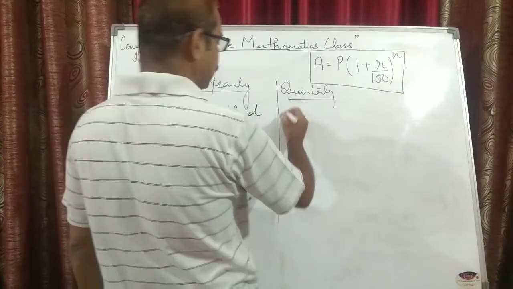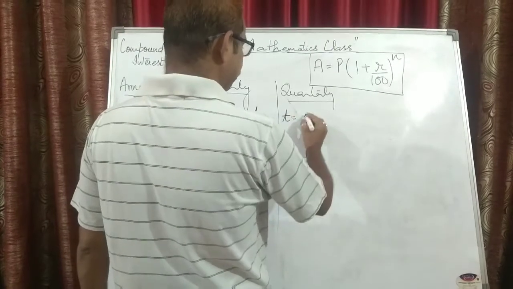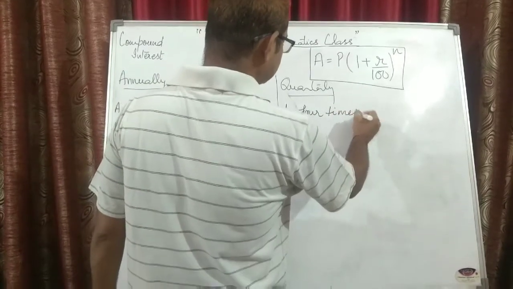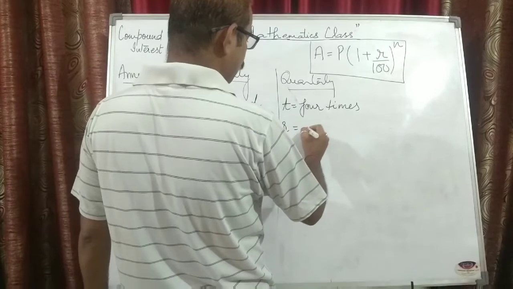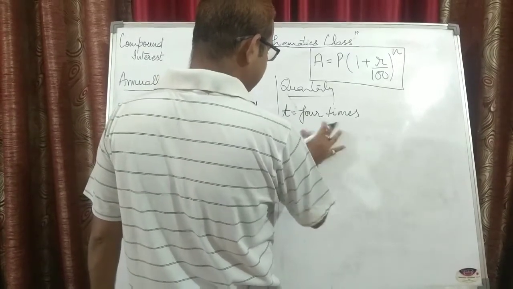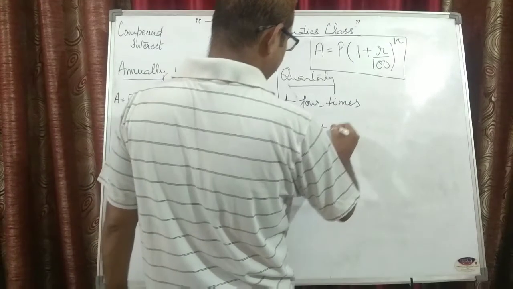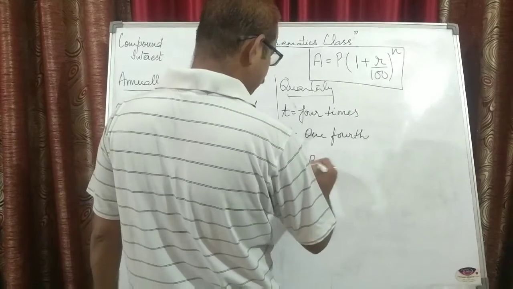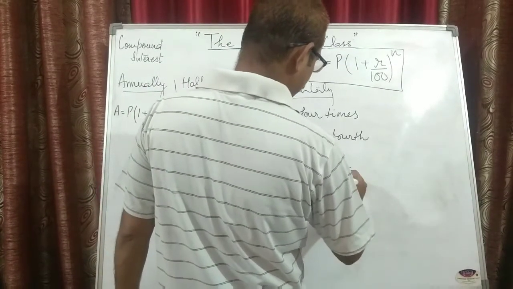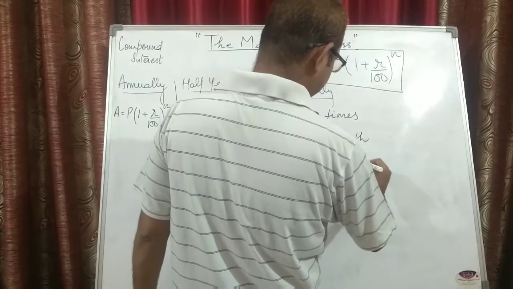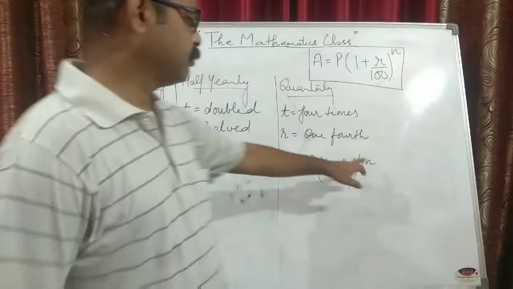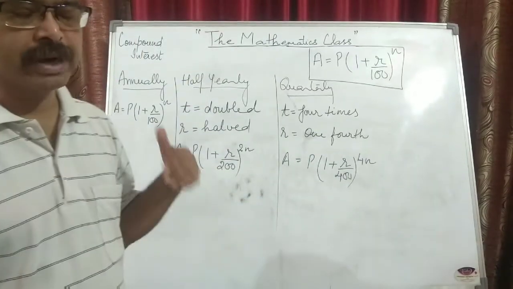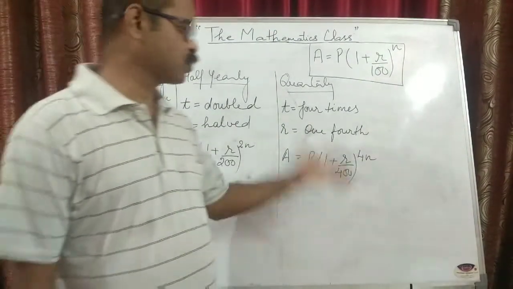And when it is quarterly, time becomes 4 times and rate becomes a quarter, or you can say 1/4. Now the formula becomes A is equal to P (1 plus R upon 400) to the power 4n. Simply, time will be multiplied and rate will be divided by 2 or 4: by 2 when it is semi-annually, by 4 when it is quarterly.